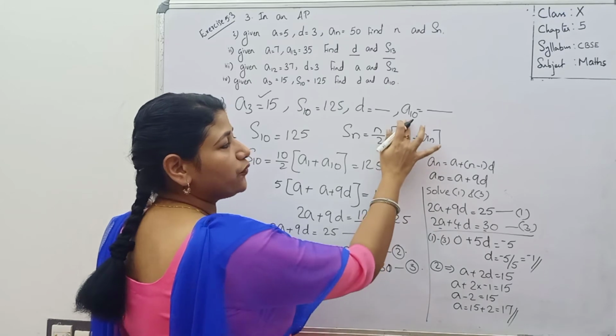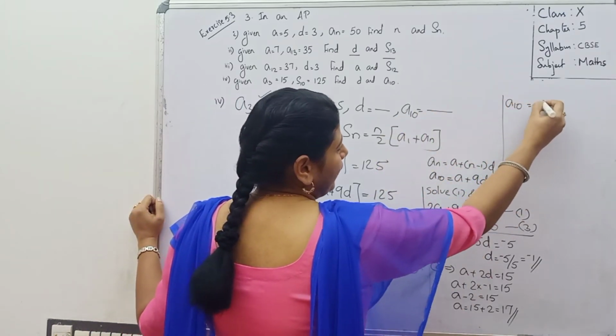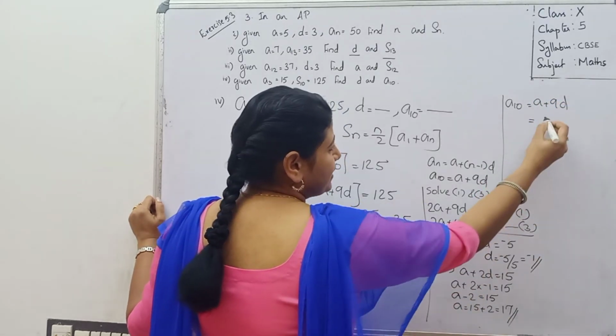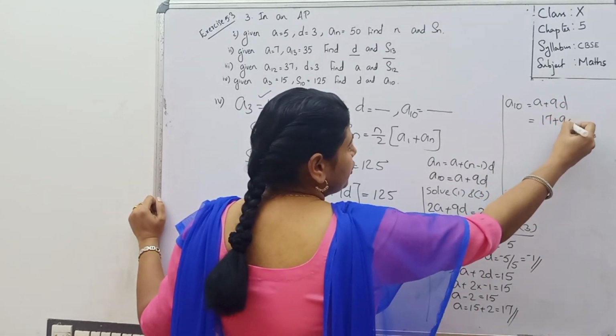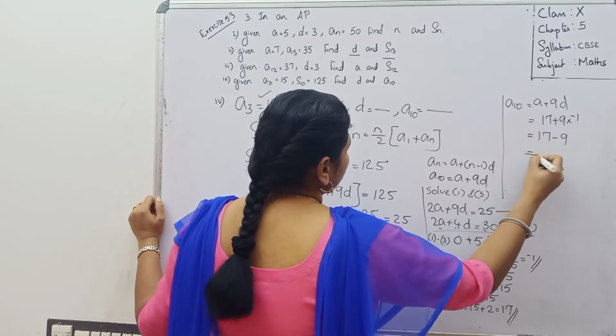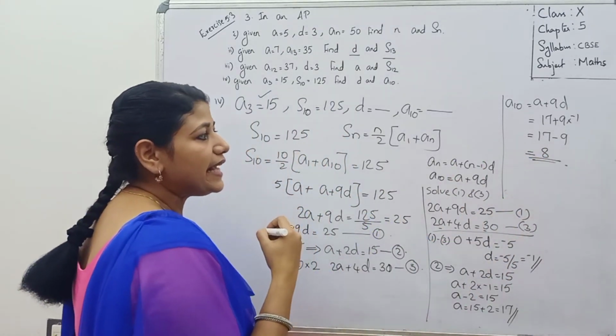Then it is easy to find out this a10. Okay, so a10 equal a plus 9d, which is equal to a is 17 plus 9 into d is negative 1, which is 17 minus 9, which is equal to 8. Okay, so a10 is 8.